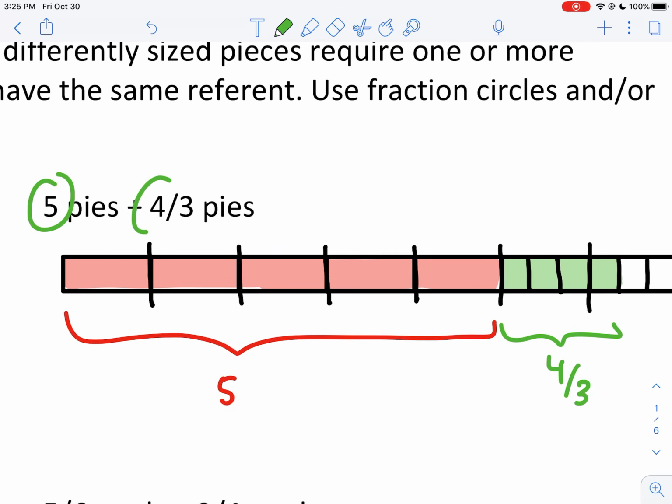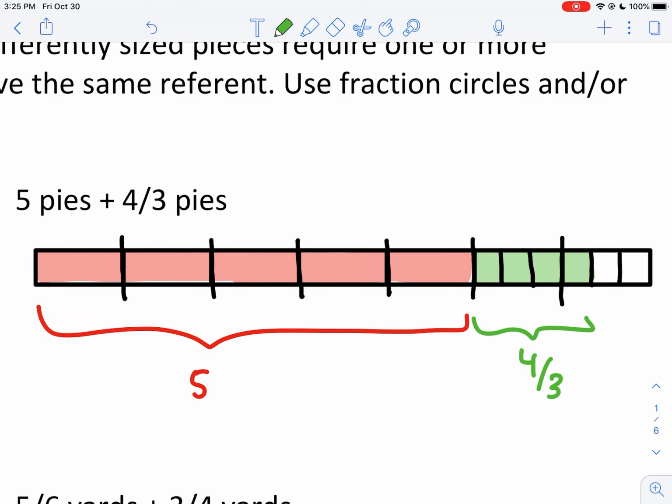Okay, so I can't just go adding 4 and 5 and say I've got 9 something because they're not referring to the same whole. Right, one entire red unit here is not the same size as one green unit. But if I express each of these wholes in terms of thirds, I just have to figure out how many thirds there are that make up 5 pies. So you could convert 5 into, well, each unit is broken up into 3 equal parts, so it's going to be a total of 15 parts, so it's 15 thirds. If you were to count them out, right? 1, 2, 3, etc., you have 15 thirds here.